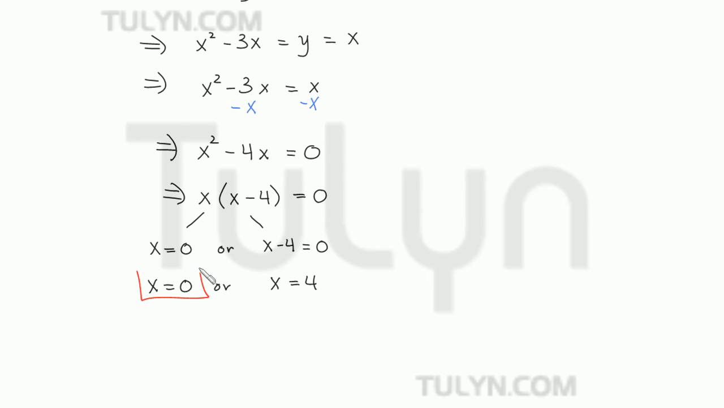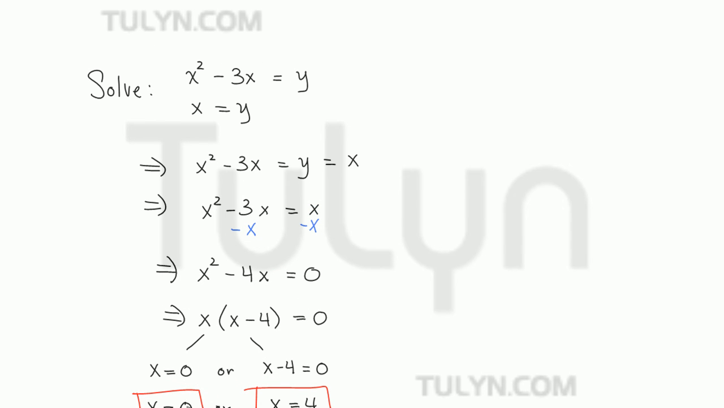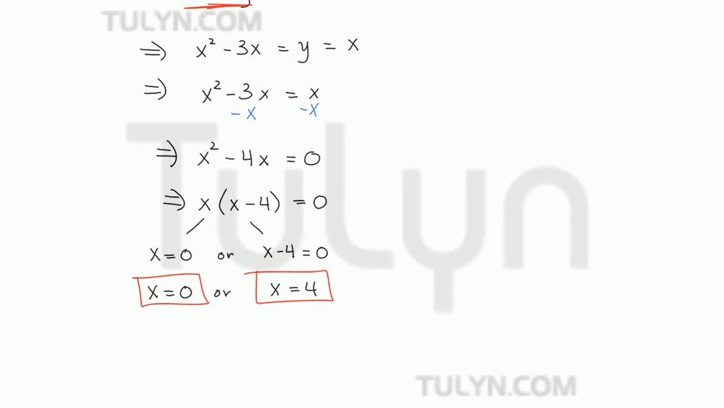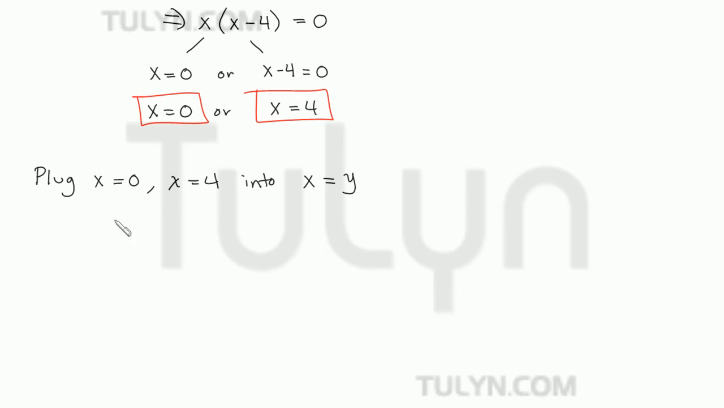So now we have these two solutions for x, but since our system of equations is in terms of x and y, then we have to solve for y. And we do that by plugging in these x values into one of the equations. And it looks like the second equation is a lot easier, right? It's actually very easy. So we want to plug x is equal to 0 and x is equal to 4 into x is equal to y. And you can see how this story is going to play out, right?